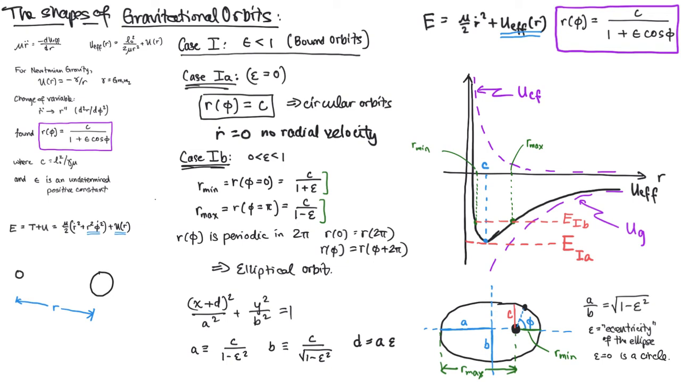So small epsilon, close to 0, would be a circular shape, and a large epsilon that's less than 1 but approaching 1 would have a very non-circular ellipse, a highly eccentric ellipse. Okay, so we call this the eccentricity of the ellipse.